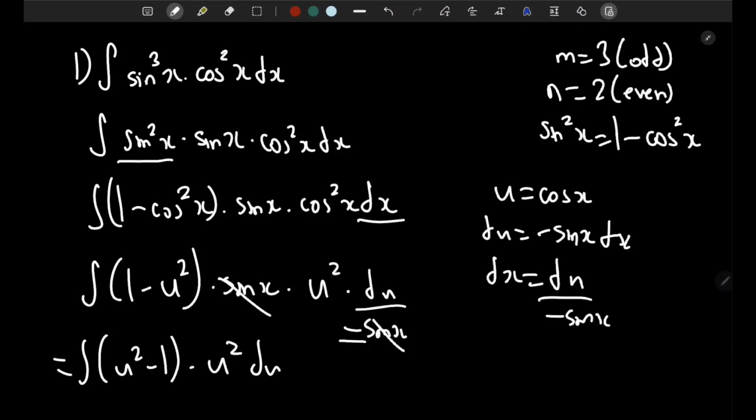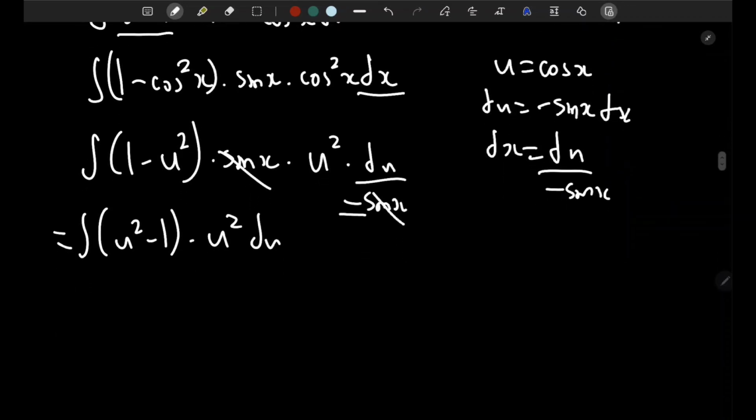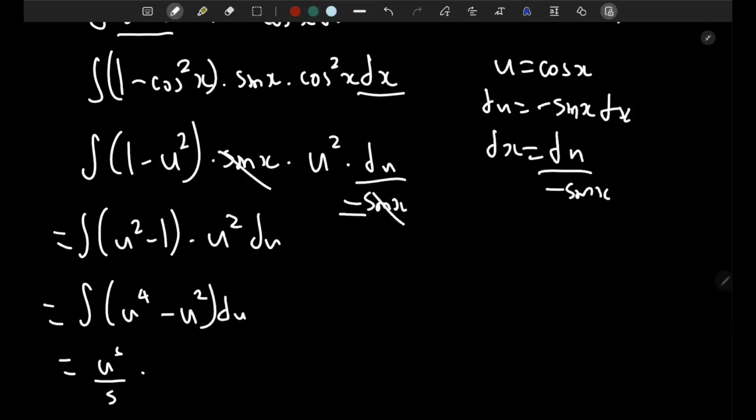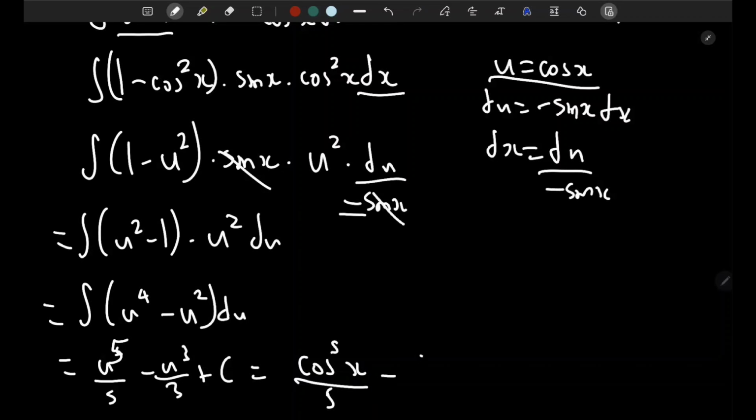And now we just simplify this out, and we will get the integration of u to the power of 4 minus u squared du, and we know how to integrate this now. So u to the 5 over 5 minus u cubed over 3 plus c. Now let's go back and substitute u back into whatever u was. It was cosine x, so it's going to be equal to cosine to the power of 5 x over 5 minus cosine cubed x over 3 plus c.